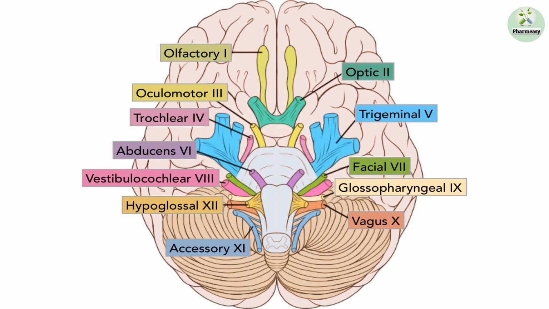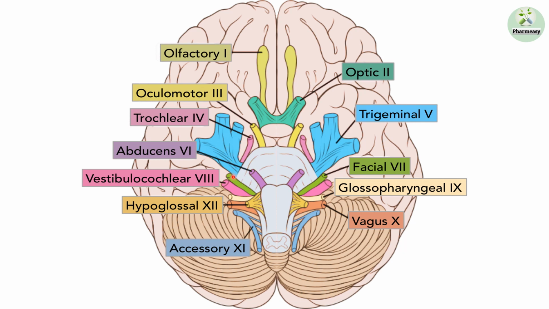As this figure shows the location of cranial nerves. So here is olfactory nerve or first nerve. Optic nerve for vision or second nerve. Oculomotor nerve for eyeball movement and blinking of eyes or third nerve. Trochlear nerve or fourth nerve. Trigeminal nerve for face sensations and jaw movement or fifth nerve.